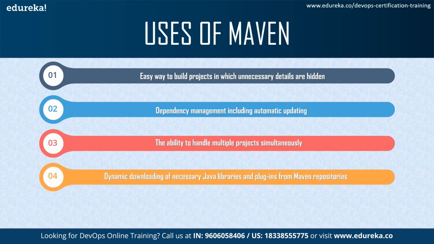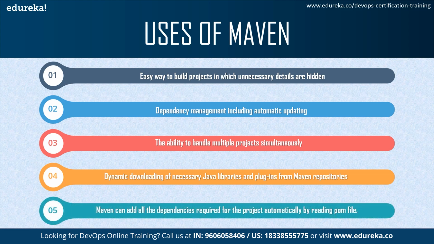Dynamic downloading of necessary Java libraries, plugins from Maven repository is possible. Now, of course, when you have build tools such as Maven, that comes with many number of inbuilt tools. So these can be used only if you use Maven. Also, Maven can add all dependencies required for project automatically by reading a POM file. This is where our project object model or POM files comes into the big picture.